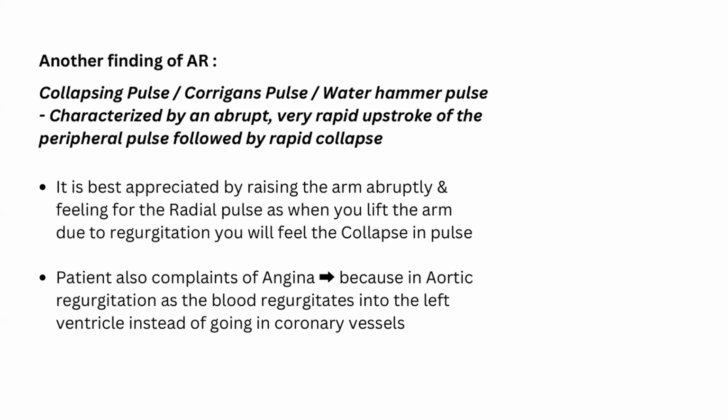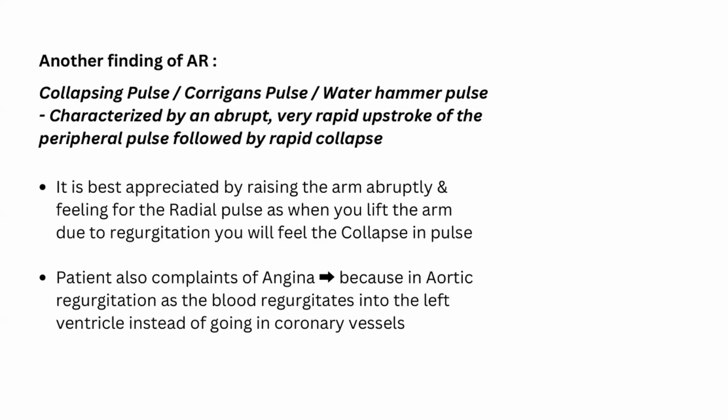Now, it is best appreciated by raising the arm abruptly. Normally, if you check your radial pulse and then raise the arm, the radial pulse will still be the same. But when you raise the arm abruptly and feel for the radial pulse, due to regurgitation you will feel the collapse in the pulse. When you lift the arm abruptly, there will be a regurgitation of blood, so you will not feel the pulse upstroke. You will feel a rapid collapse, and this is called collapsing pulse, Corrigan's pulse, and water hammer pulse.